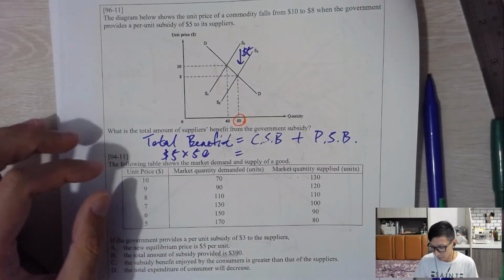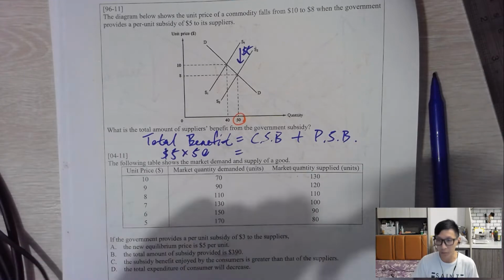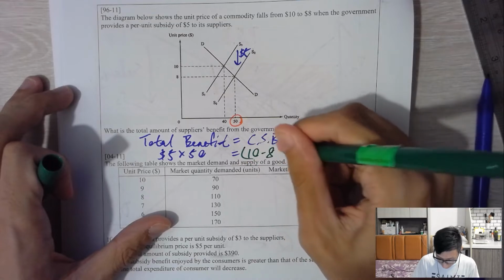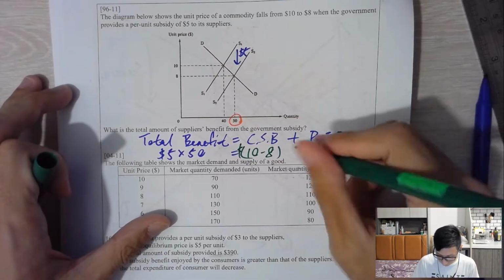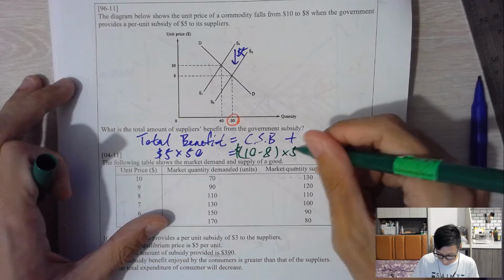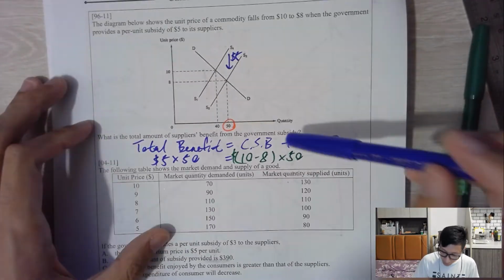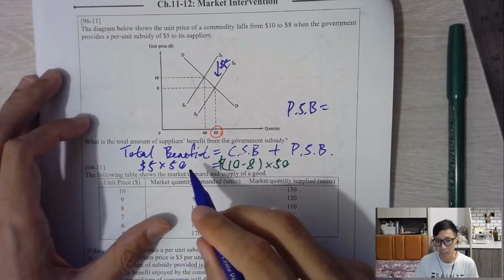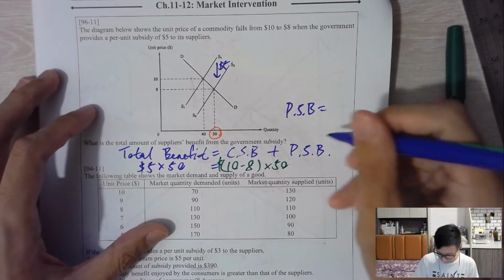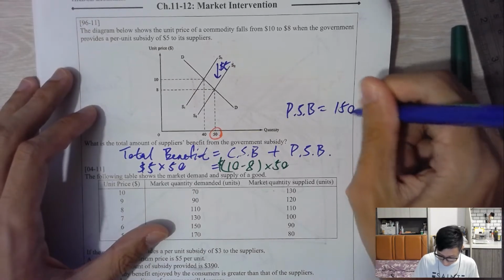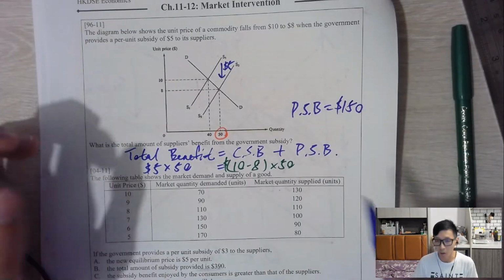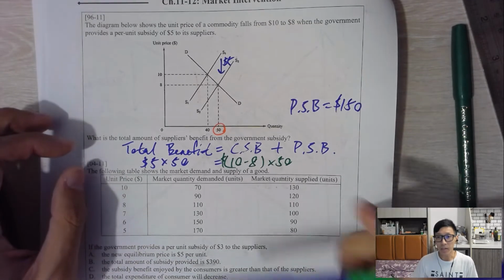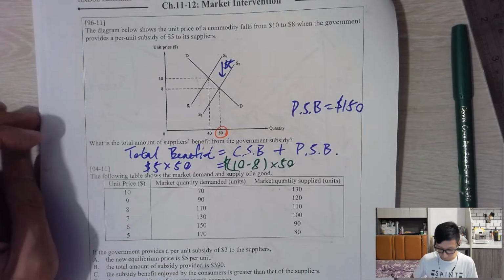That would equal consumer subsidy benefit plus producer subsidy benefit. How do we calculate consumer subsidy benefit? We are talking about a drop in price. 10 minus 8, it dropped by $2, right? Times how many units? 80. Therefore, we know that PSB would actually be here. 3 times 50, that's $150. That would be our producer subsidy benefit. This is how we calculate.